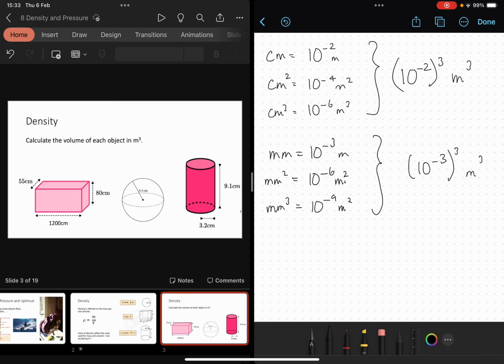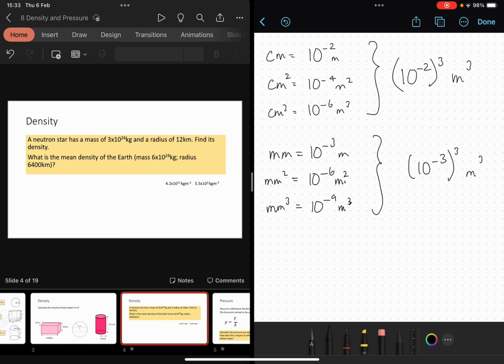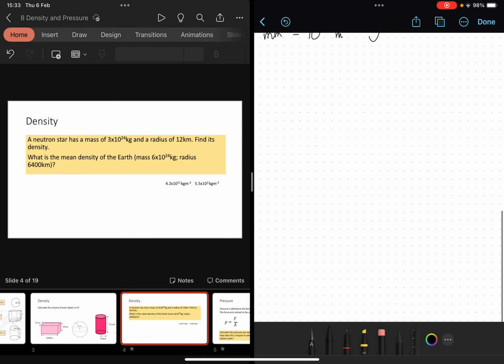Okay, it's worth having a practice then with the 3 examples on that slide to check that you're happy making those conversions. So in terms of using the density equation, let's just have a little look at 2 examples. Firstly, the neutron star. Neutron stars, remember, are incredibly dense. So let's calculate what that density is.